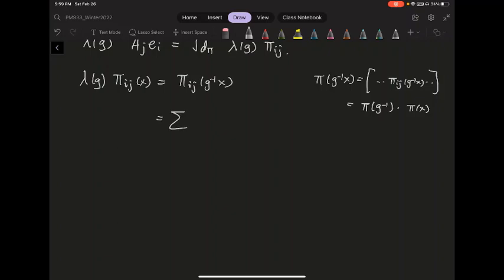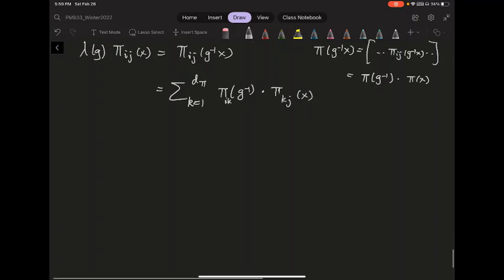So let's introduce a new index, k going from 1 to d pi. You look at pi of g inverse, at the ik entry, and then you multiply by the corresponding one in the second matrix, which is the kjth entry of pi of x. Okay, so you do this summation. And one thing you see is the following. Because pi bar of x is essentially just equal to pi of x inverse and the whole thing transposed.